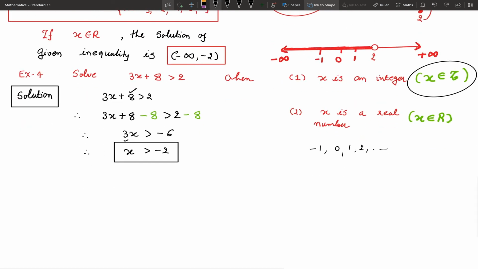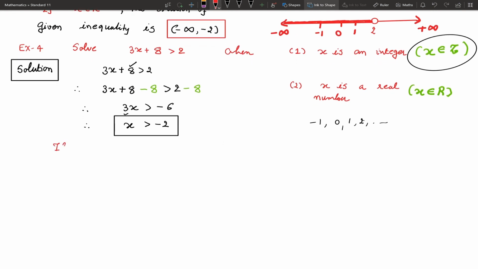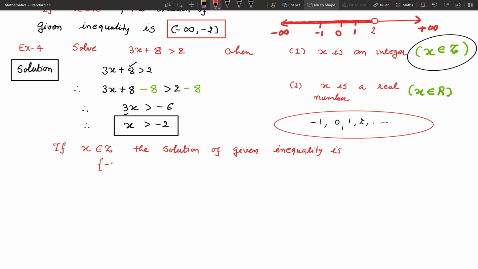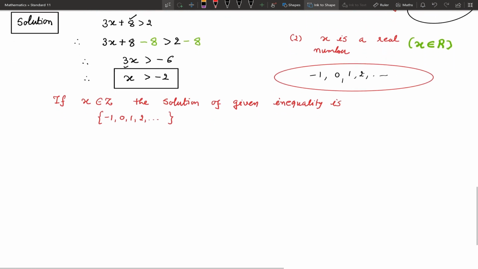So if x belongs to Z, the solution of the given inequality is as shown here, minus 1, 0, 1, 2 and so on.